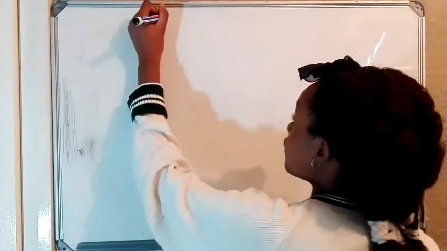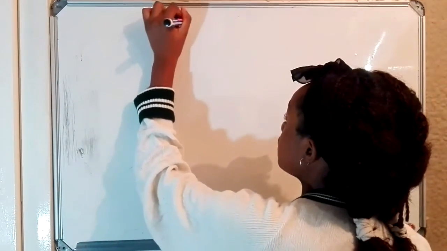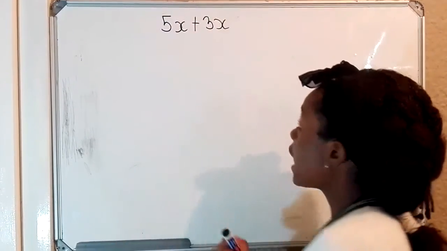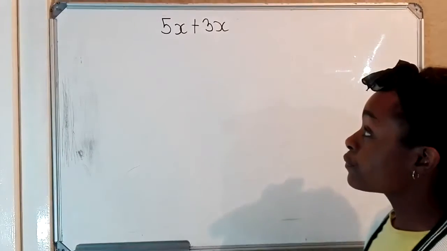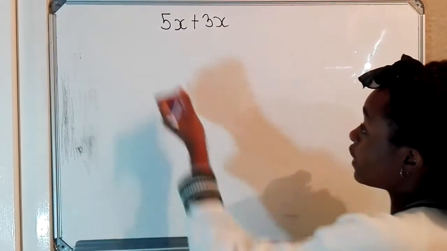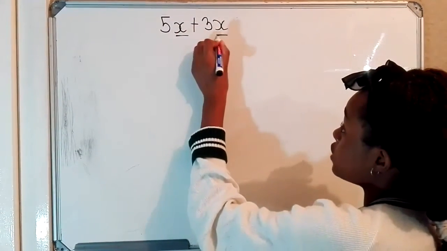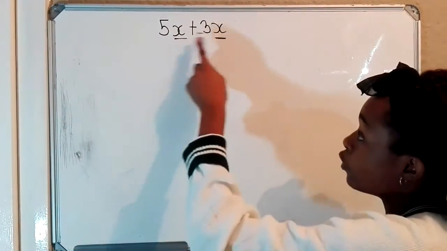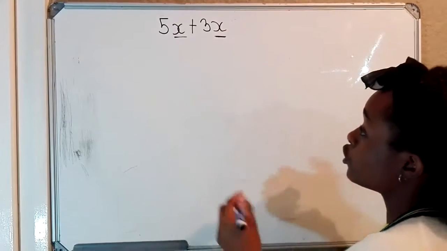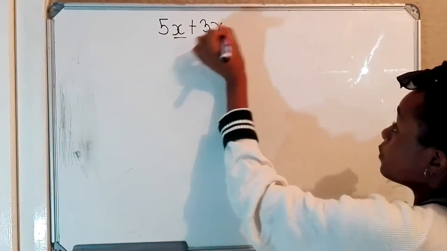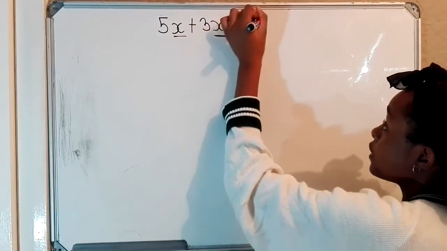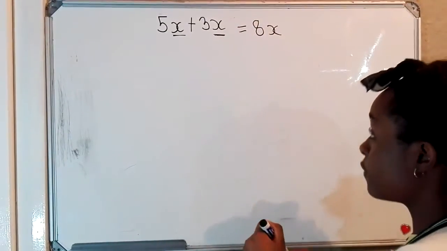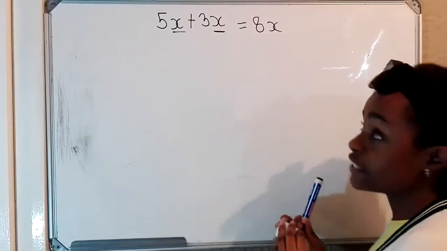Say you have 5x plus 3x. How are you going to add this, okay? So we see that we have x as a common base, right? So that means when you have something that is common or like, you can add the coefficients. So when we add the coefficients, we'll add 5 and 3 because it's a plus over here, so we'll have 8 and we'll leave x as it is. So this is our answer. 5x plus 3x is equal to 8x, okay?